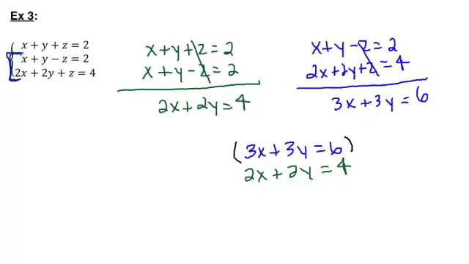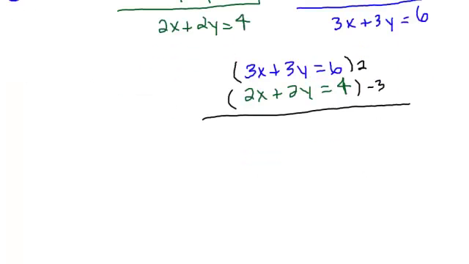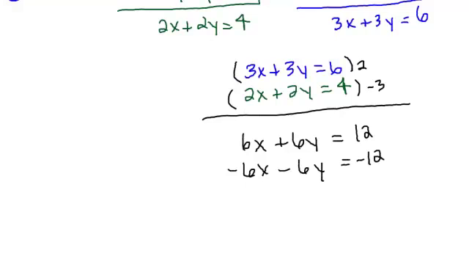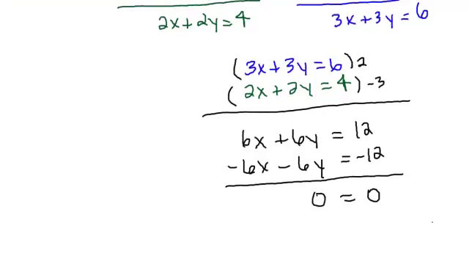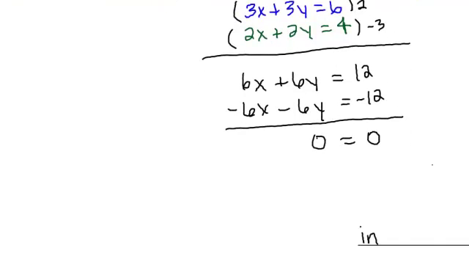So I'm going to multiply my top equation by 2, my bottom equation by -3. So this gives me 6x plus 6y equals 12. And our second equation, -6x minus 6y equals -12. Notice that our x's and our y's cancel out, and 12 minus 12 is equal 0 as well. Now this is a true statement. We get 0 equals 0, so we know that this is an indicator that we will have infinite solutions.